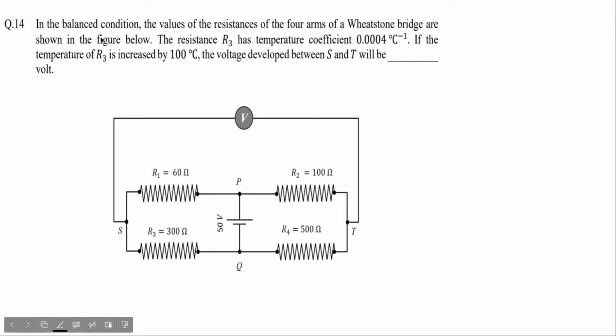In balanced condition, the values of resistances of the four arms of a Wheatstone bridge are given. You have R1 equals 60, R2 is 100, R3 is this, and the resistance R3 has a temperature coefficient of 4 into 10 raised to the power minus 4 per degree Celsius. If the temperature of R3 is increased by this, then the voltage developed between the points S and T is asked. It's a very easy question.